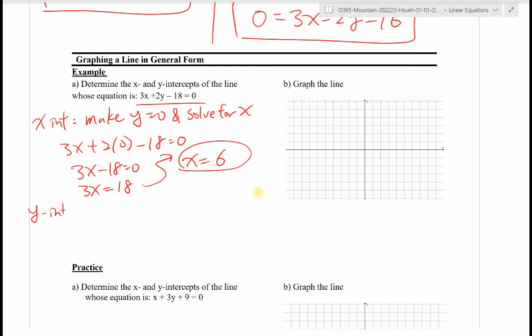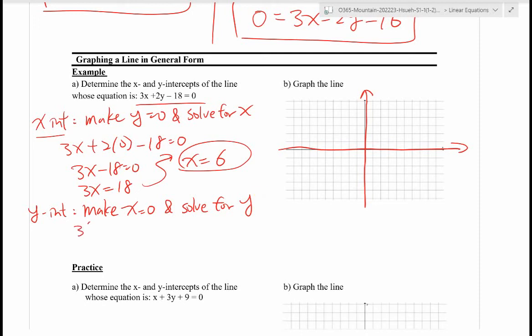For the y-intercept, it's similar. Instead of making y 0, you now make x 0, and then you solve for y. So it's just the opposite. For the y-intercept, you make x 0. For the x-intercept, you make y 0. The reason we do that is that the x-intercept occurs on the x-axis, and all the points on the x-axis have a y value of 0. That's why making y 0 tells you the x-intercept. Similarly, the y-intercept lies on the y-axis, so the x value of any point on the y-axis is 0, and that's why you make x 0.